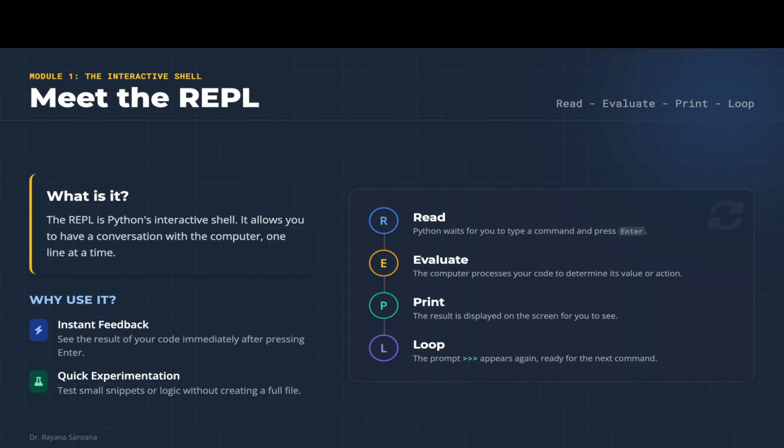Python can be used much like a calculator through the interactive shell. This is also known as REPL, which stands for read, evaluate, print, loop. Here's how it works. Read: it reads what you type. Evaluate: it runs the code to figure out what it means. Print: it shows you the result instantly. Loop: it goes back to the start and waits for your next command. When you see these three brackets appear, Python is ready for you. This is the best place to test small ideas before writing a full program.